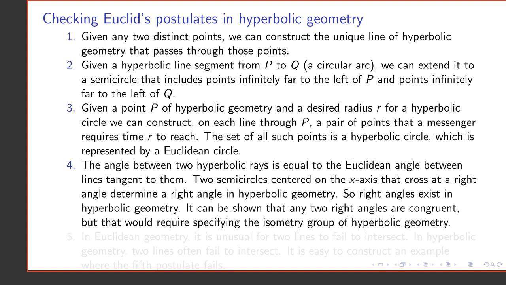Finally, it turns out, though I haven't proved it, that the angle between two hyperbolic rays is equal to the Euclidean angle between the rays, that is, between the lines tangent to the rays. So if two semicircles cross at a right angle, they determine a right angle in hyperbolic geometry, and that means that right angles exist in hyperbolic geometry. Euclid's fourth postulate says that any two right angles are congruent. In order to prove that, I'd have to specify the group of length-preserving transformations in hyperbolic geometry, which is above my pay grade.